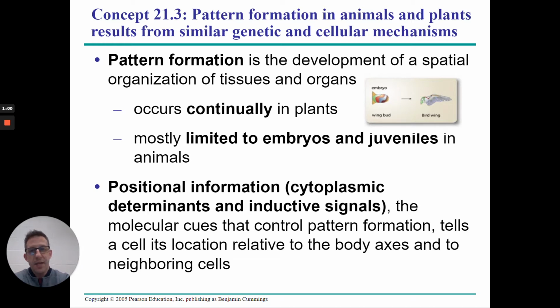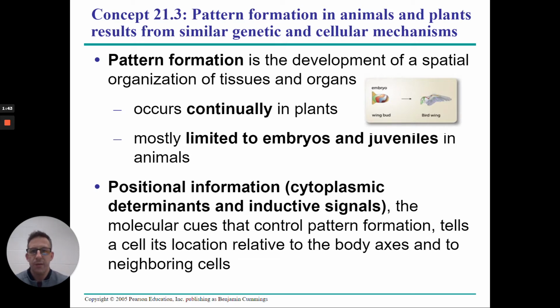In section 3 here, we're going to talk about pattern formation. Pattern formation is the development of a spatial organization of tissues and organs for animals and plants. Basically what it allows you to do is to make sure that everything is put in the proper spot and is spaced appropriately and things go where they're supposed to go. Now, this is something that continuously occurs in plants because plants are constantly growing. Very few limitations on the size of a plant, if left unhindered.